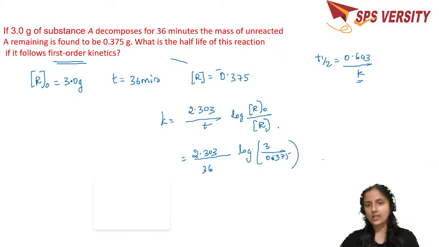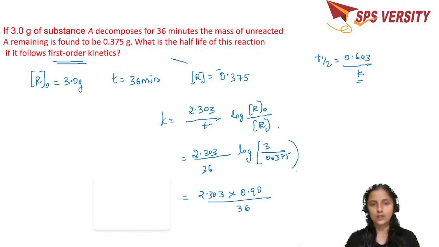Roughly, you can take it as log 10, then it is going to become 1. If you want the exact value, you can use your log table or the calculator, but in the competitive exams they are going to give almost the values like log 10. In case you need the exact value, you can calculate that also. So the log of 3 divided by 0.375 is going to give you 0.90. I'll take that value as it is: 2.303 multiplied by 0.90 divided by 36.